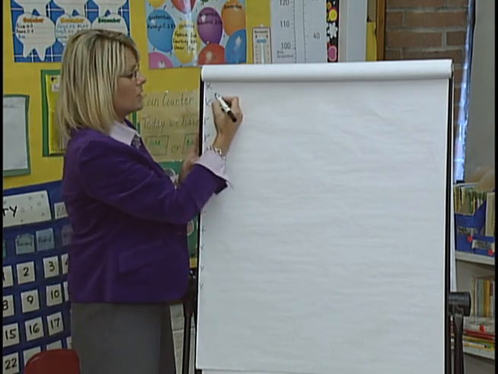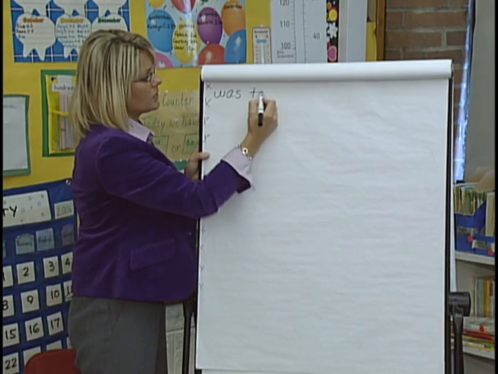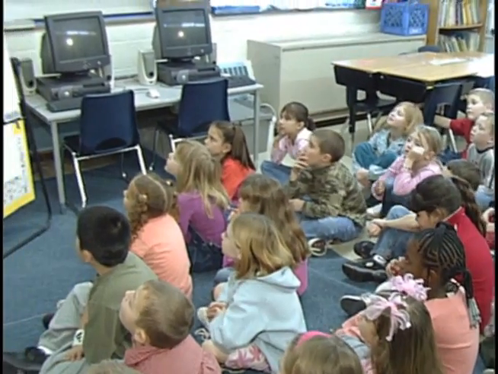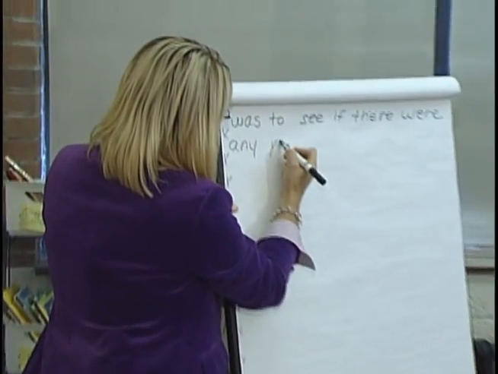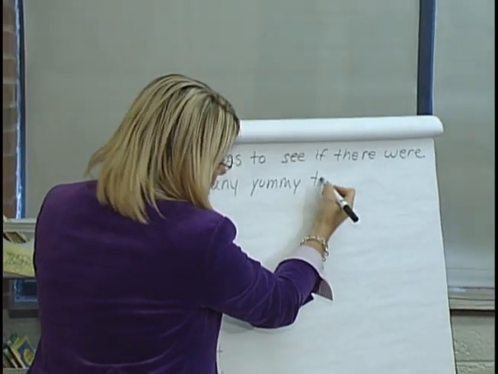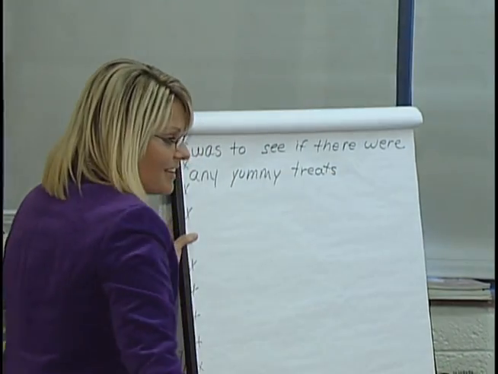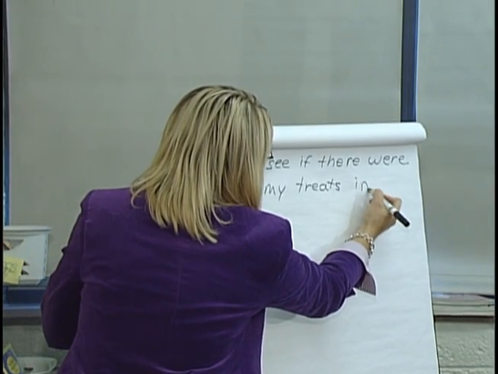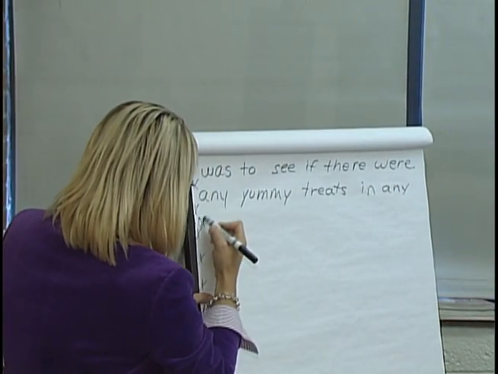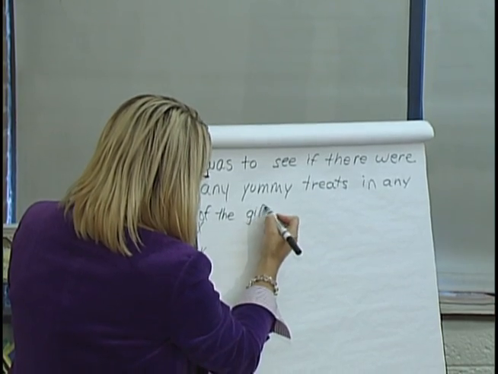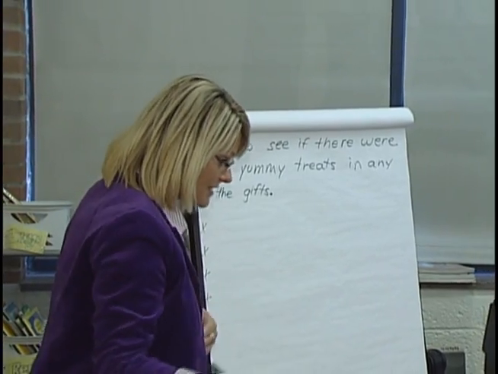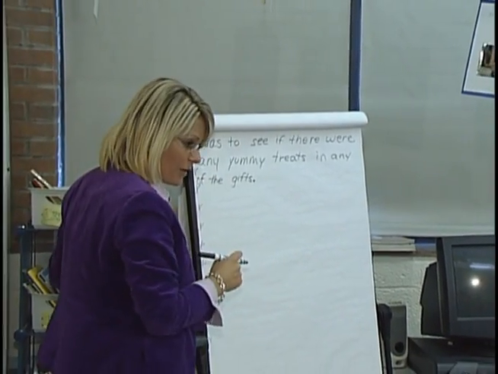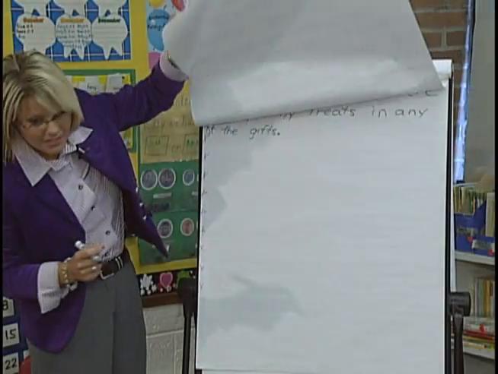I think what Romeo wanted was to see if there were any yummy treats. This is what I think he was doing. He wanted to see if there were any yummy treats in any of the gifts. So instead of just going around and smelling, he ripped the gifts apart to see if there were any bones, to see if there were anything that he could eat. And he did this, I think, in the middle of the night.